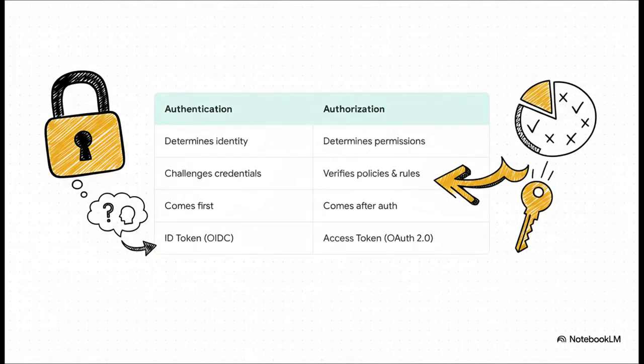Yeah, this table just lays it all out, doesn't it? Authentication is about your identity. Authorization is about your permissions. Authentication challenges you for a password. Authorization checks you against a policy. And the order is so crucial. You authenticate first, then you get authorized. And that last row gives us a little peek under the hood. It's hinting that they even use different kinds of digital tokens to get their jobs done. And we're going to get to that right now.